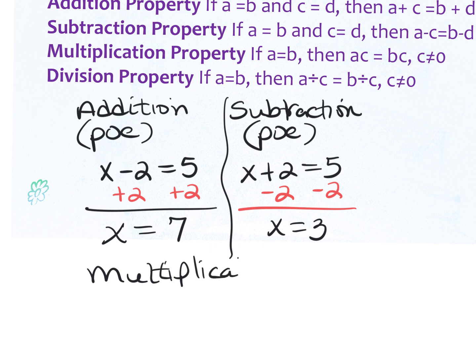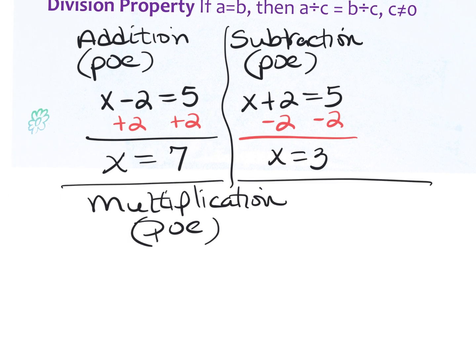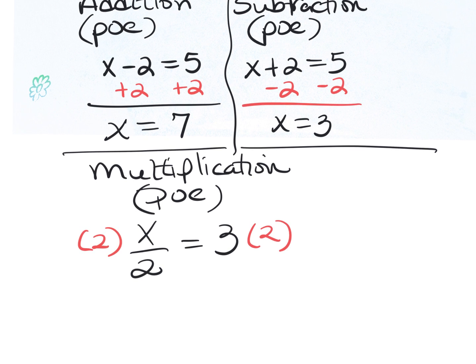So the multiplication property of equality, you're going to be given a division equation. So for example, x divided by 2, and you're going to see division written as fractions, equals 3. That's your given equation. And now to solve for x, we need to multiply both sides by 2. It'll cancel the 2 out of the bottom of the fraction, and now you're just left with x equals 6. This is an application of the multiplication property of equality.